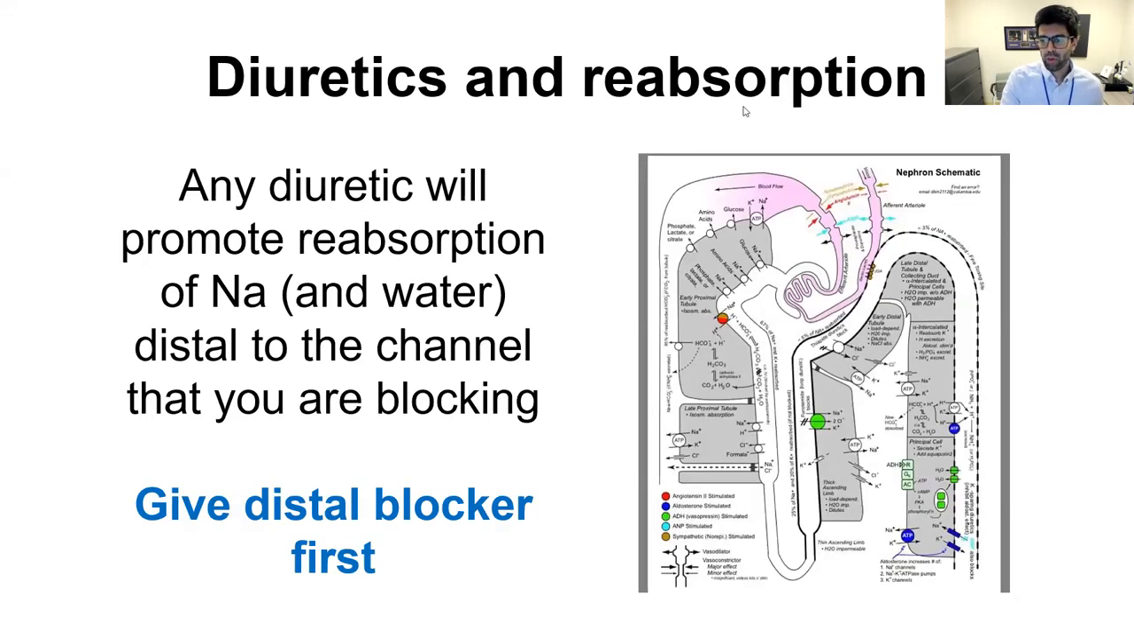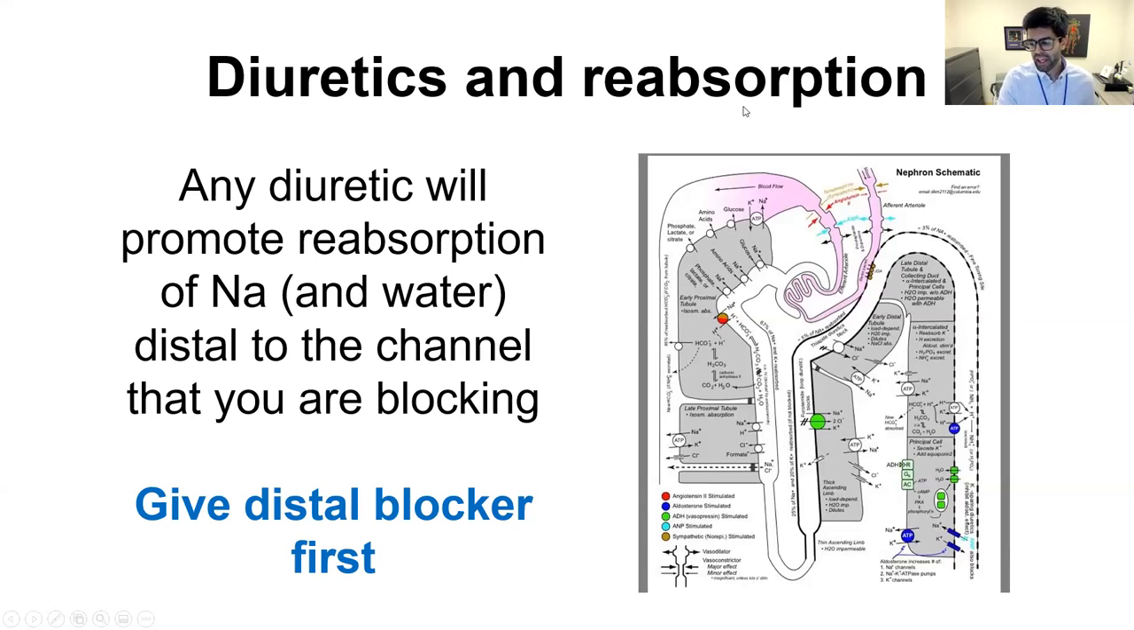Sorry, I should have given you a trigger warning again for the nephron. I apologize. On the right, you may have seen this diagram. It's a fantastic schema. Please remember that any diuretic will promote reabsorption of sodium and hence water distal to the channel that you're blocking. And that's why if you gave acetazolamide, it's not a very strong diuretic. Everything just gets reabsorbed later. So if you really want to maximize diuresis, you have to give the distal blocker first.